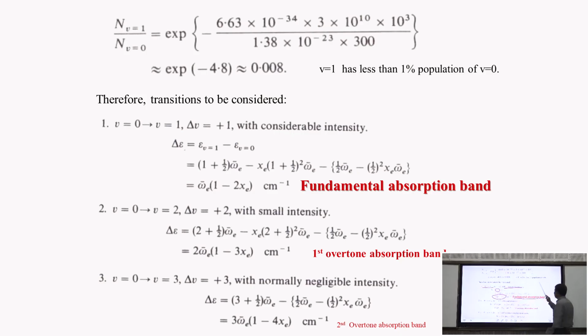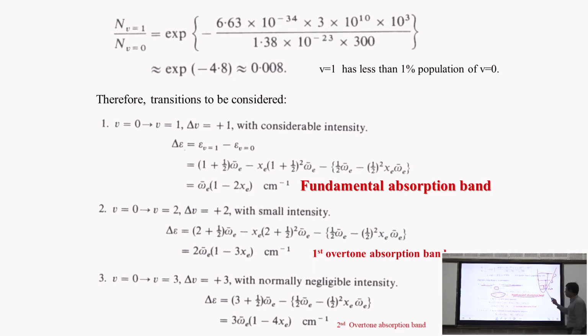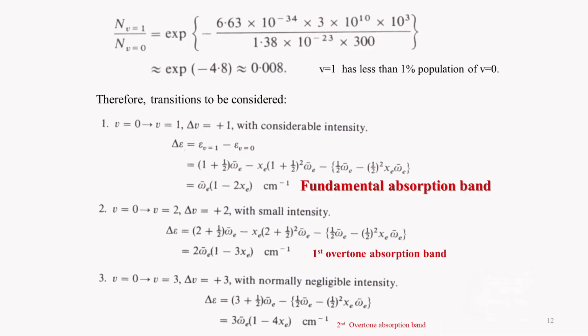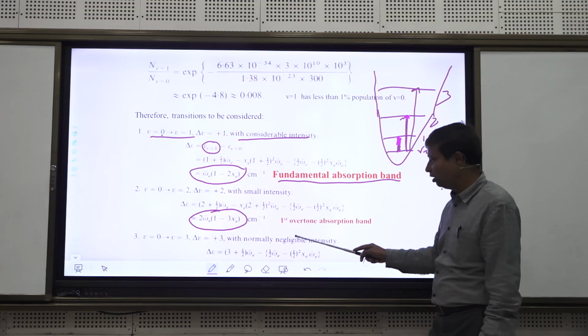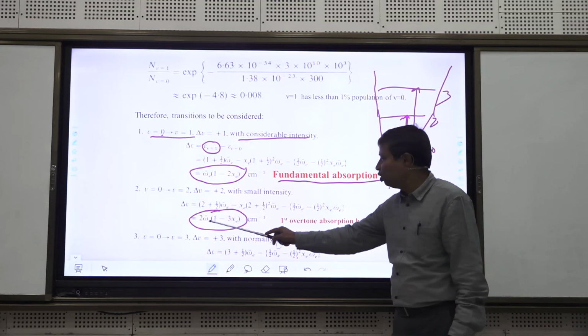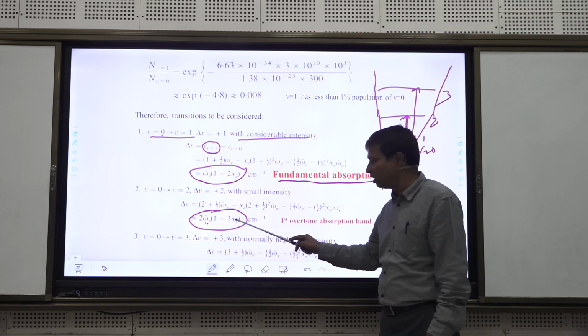Next, we have to consider only V is equal to 0, going to V is equal to 1, V is equal to 2, V is equal to 3. So this is 1, this is 2, and this is 3. V is 0 to 1 is the strongest transition. Then 0 to 2: this expression will be 2 omega E 1 minus 3 xc, and the third one will be 3 omega E 1 minus 4 xc.